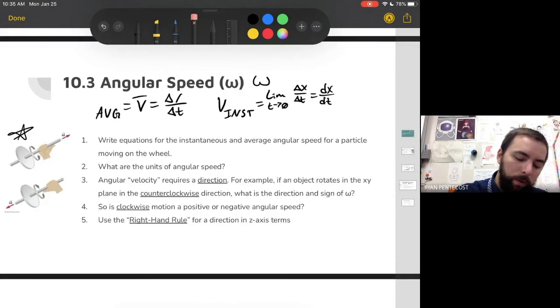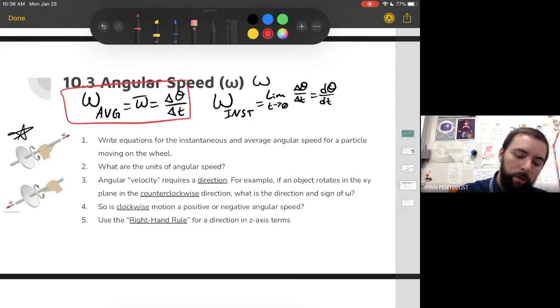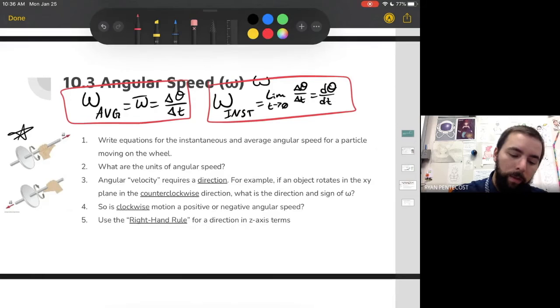Now, if you want to get this information in the angular world, what you do is you substitute out your v's and you put in an omega. Average angular speed, whoops, that's delta theta over delta t. Instantaneous omega is d theta over dt. So we're just going to make that a direct translation. And these are the equations that we are going to use if we need instantaneous or average speed in the angular world. Now, what are the units for angular speed?